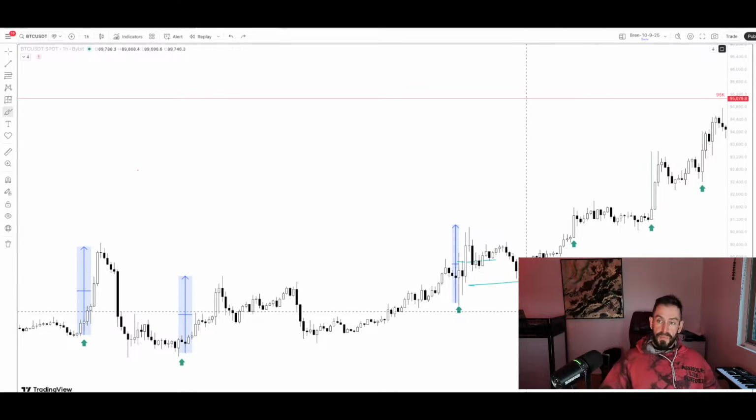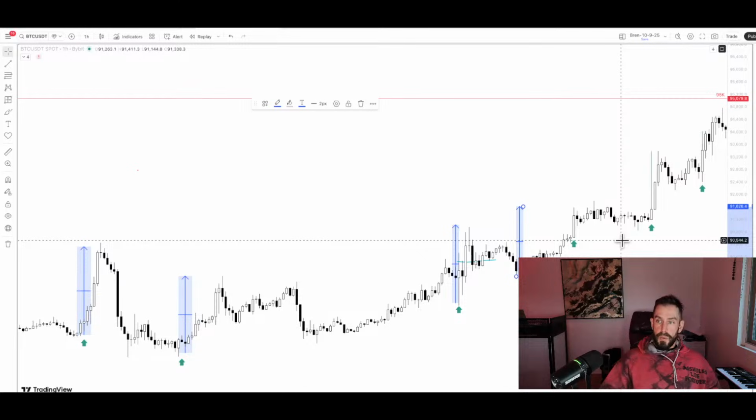But this gets even better because what we can do is see what happened on this pullback. And if this pullback followed the rule again, then we can actually add to the trade. We can take profits and enter again, or we can add to the trade. So check me out. If we measure from here all the way up to here, remember from the very low of the move to the very high of the move, that would mean our 50% mark would be here. And as you can see, the price didn't even get there.